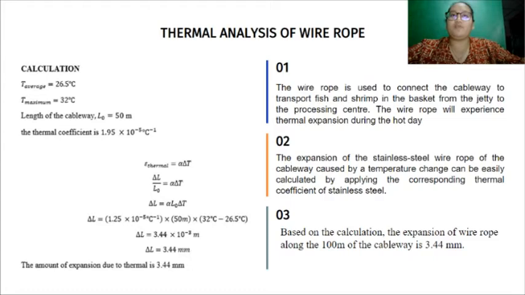The wire rope that is used in the CABLEWAY system will experience thermal expansion during the hot day. The expansion of the stainless steel wire rope of the CABLEWAY can be easily calculated by applying the corresponding thermal coefficient of stainless steel. Based on the calculation at the left side, the expansion of the wire rope along the 100 meter of CABLEWAY is equal to 3.44 millimeters.